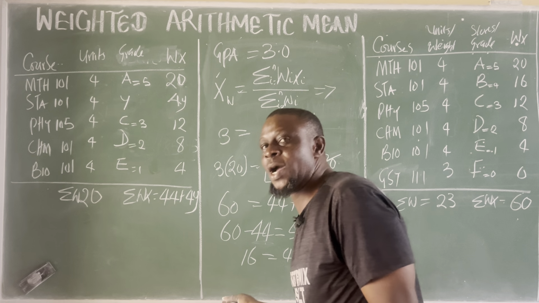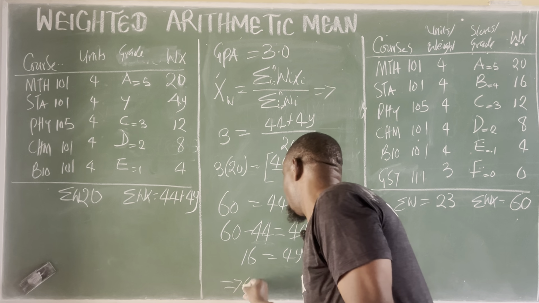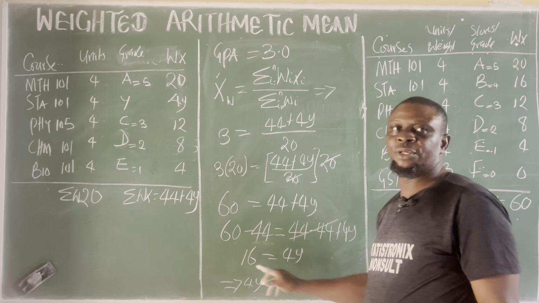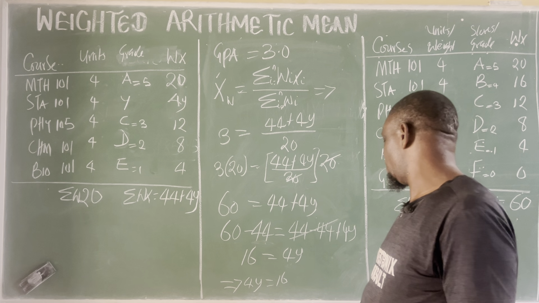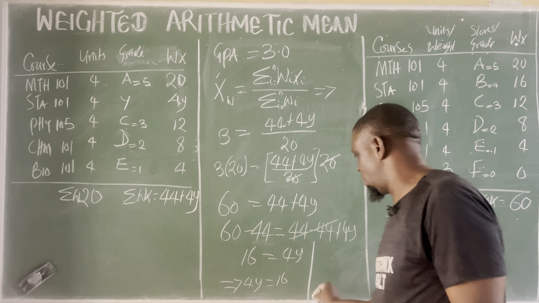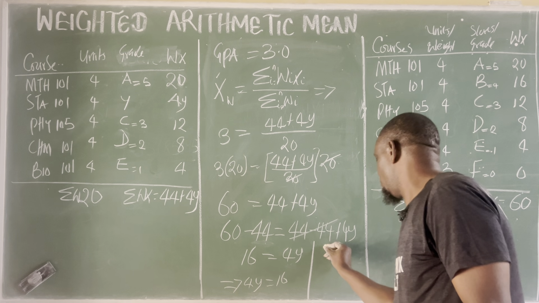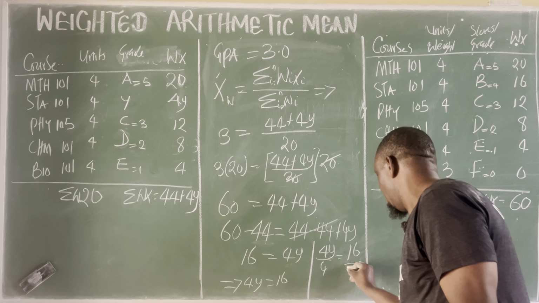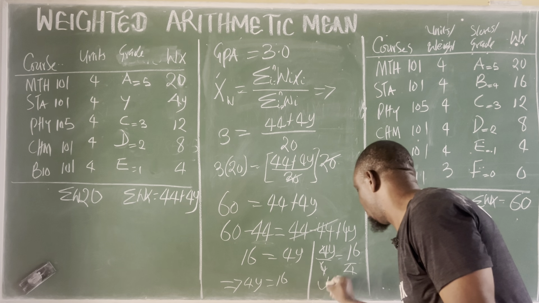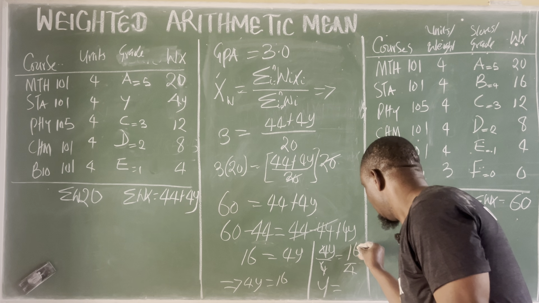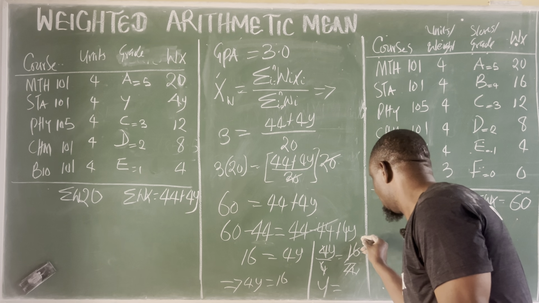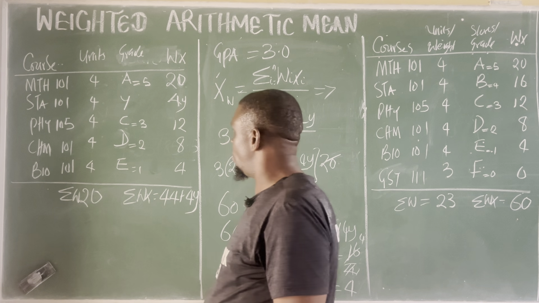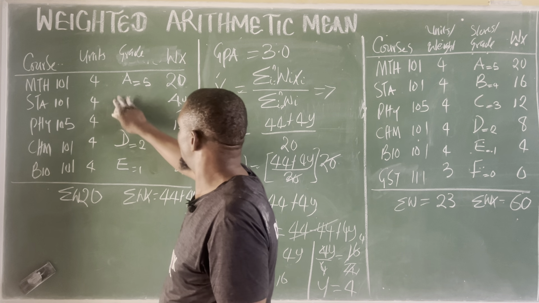If 16 is equal to 4y, it implies that 4y is also equal to 16. That's if A is equal to B, then B is equal to A. And so if 4y is equal to 16, it will be 4y all over 4 is equal to 16 all over 4. So 4 will cancel 4, we are left with y, and 4 will go into 16, and then we'll have 4. So y is equal to 4. So it means that the value of y is 4.